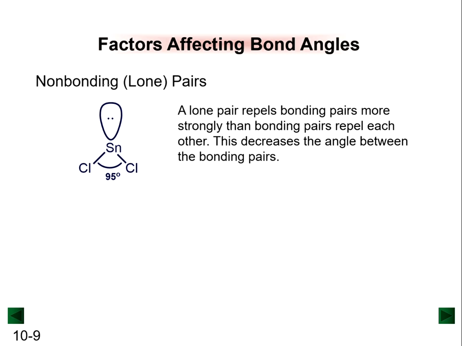As we said before, non-bonding or lone pair electrons tend to repel more strongly. Thus, a lone pair repels bonding pairs more strongly than bonding pairs repel each other. The lone pair is pulled in closer to the atom. It tends to be rounder and stouter, and this results in a decrease in the bond angle between the bonding pairs. So, for example, in tin-2 chloride, the chlorine-tin-chlorine angle is 95 degrees, substantially less than the 120 predicted for a simple trigonal planar structure.